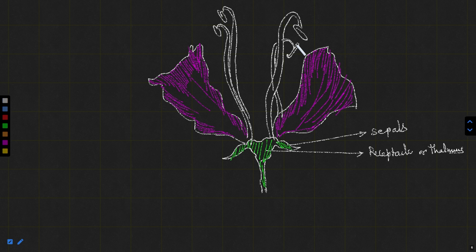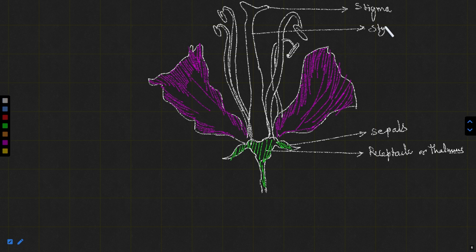Now, after that, there is a stigma, there is a style, and here is a round part that is quite bulbous. That is called the ovary. That is the fourth wall of the flower. So here we can see this is the stigma. This is the style, and this part is the ovary, and this forms the pistil or carpel.